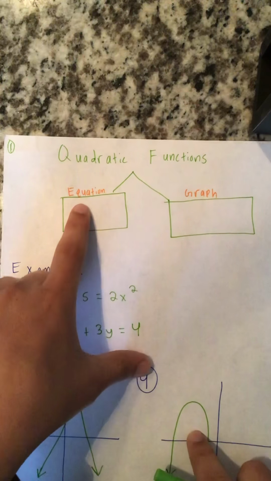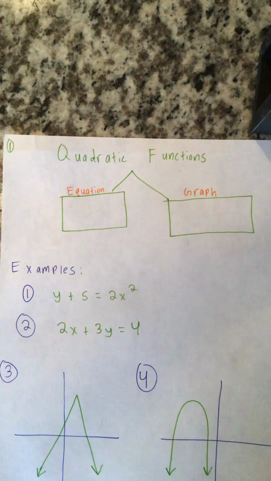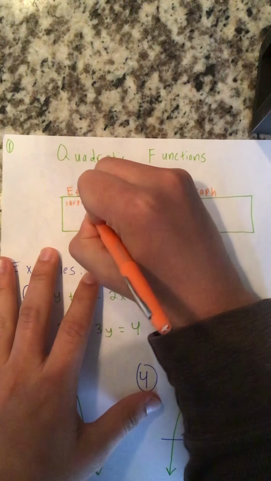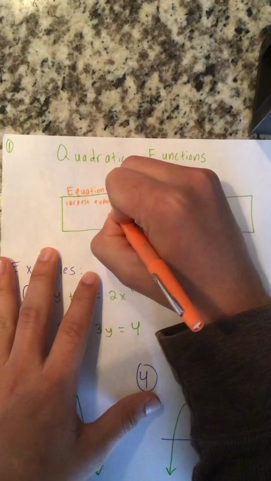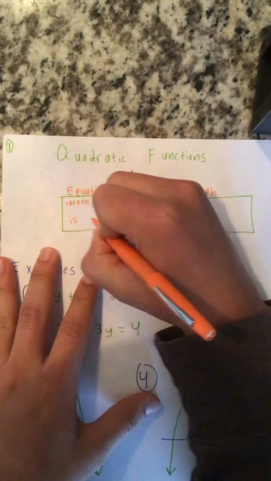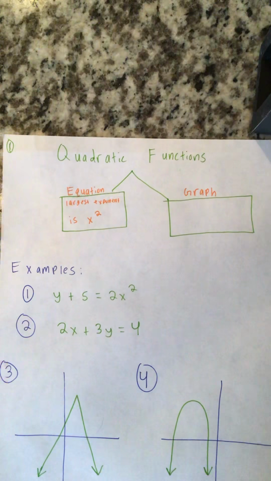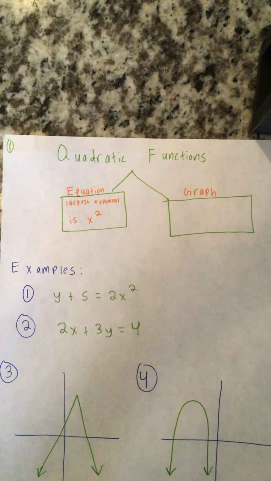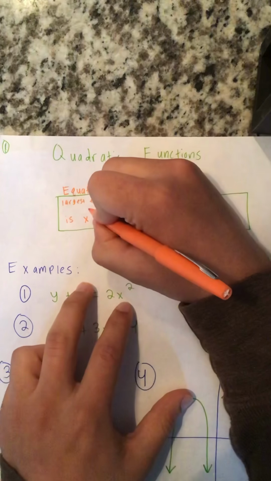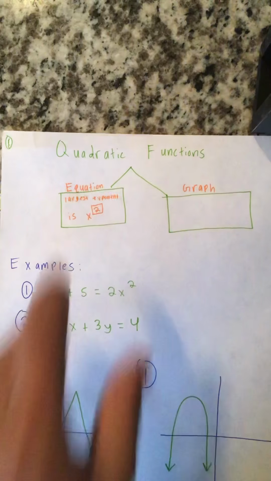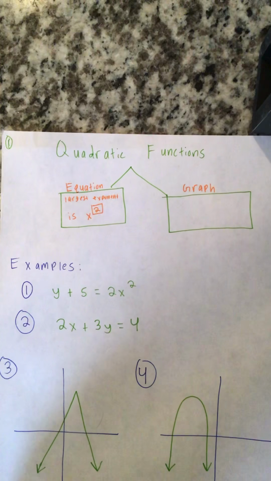To identify whether an equation is a quadratic, we're going to look for the largest exponent. The largest exponent is going to be the second power. In our case, it's always going to be x squared. If the largest exponent in a function is a 2, it's squared, then it's a quadratic, okay? And we'll look at examples below.